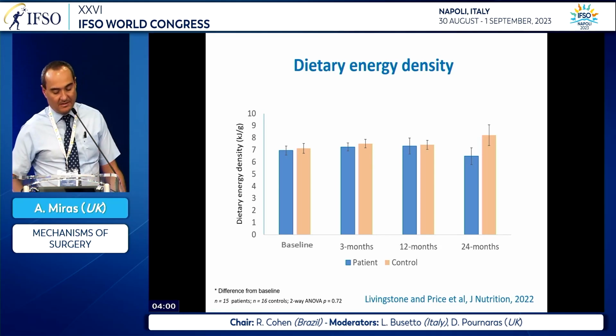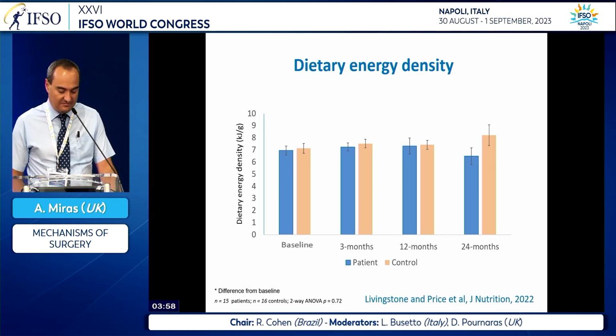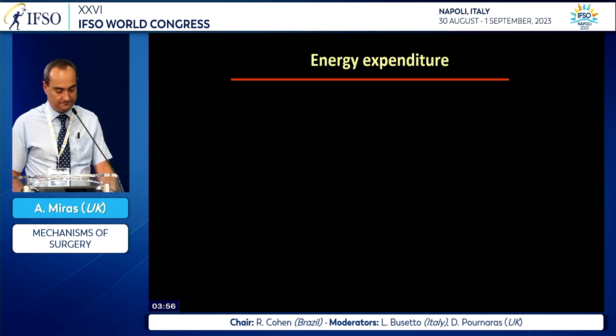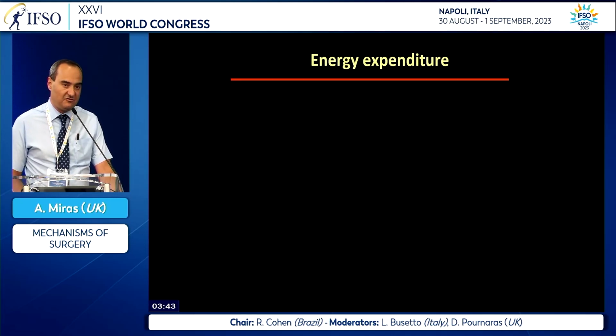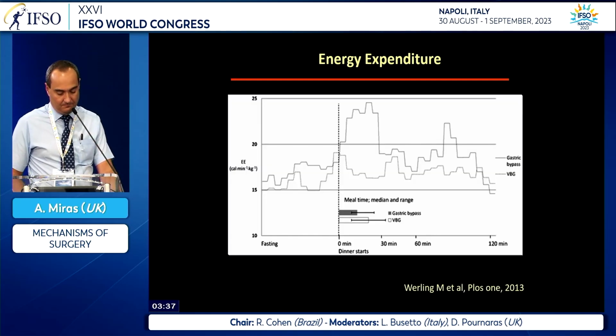In a similar manner, dietary energy density does not change. Energy expenditure is a very, very difficult one. Again, not easy to measure. The best measurements are with these calorimetry chambers, the metabolic chambers, where you have to admit people in. Not the easiest experiments to do.